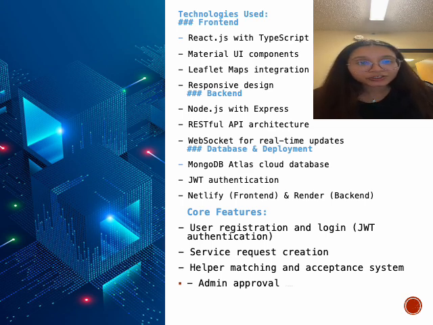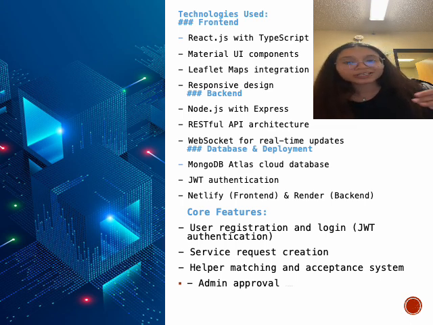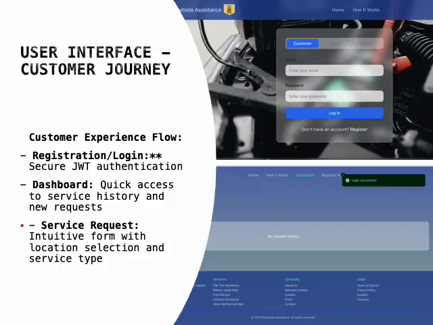And we have some core features. The user registration and login, where we're using JWT authentication. Then we have service request creation, and then we have a helper matching and acceptance system, which my teammate will be demonstrating. And then we have admin approval, so that when someone is signing up as a helper, we can verify and do a background check to ensure safety.